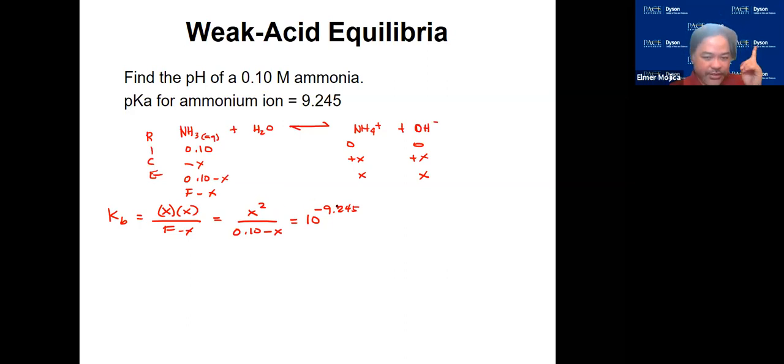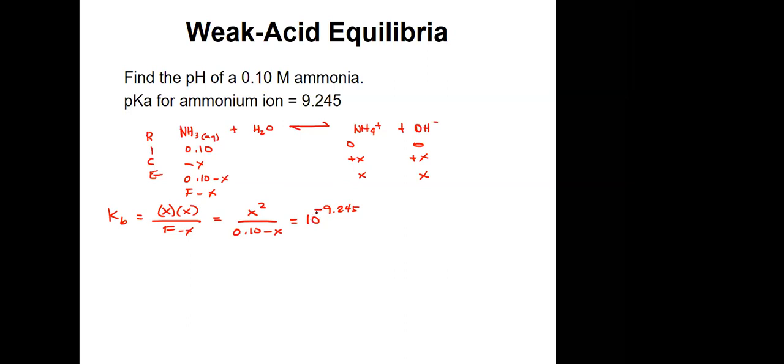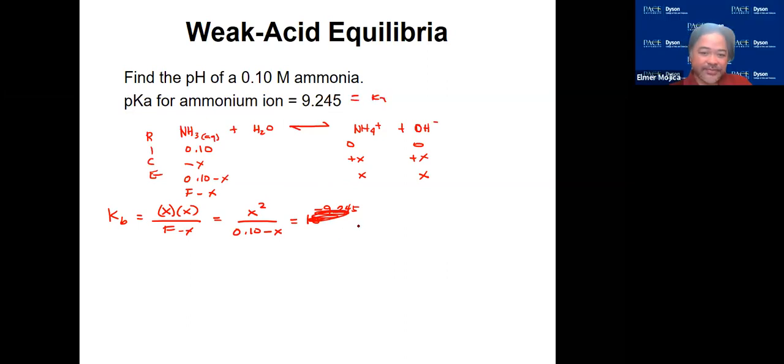Oh, wait, because that's for the pKa, not for the Kb. That is your Ka. Yeah, exactly. So to determine Kb, you can put here 1 times 10 to the negative 14 divided by 10 raised to the 9.245. So you have to be careful on the given value. Okay?